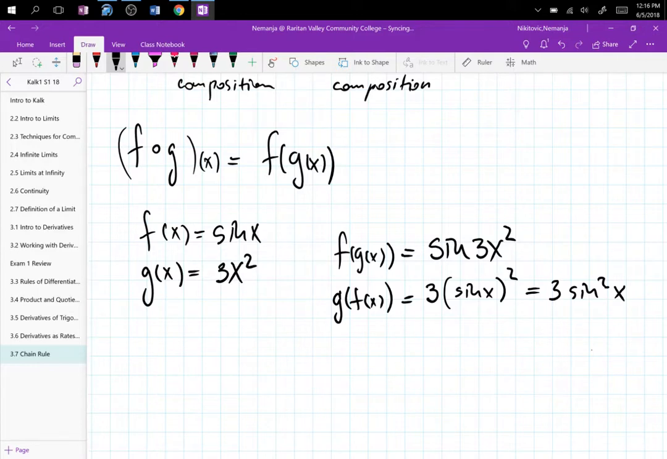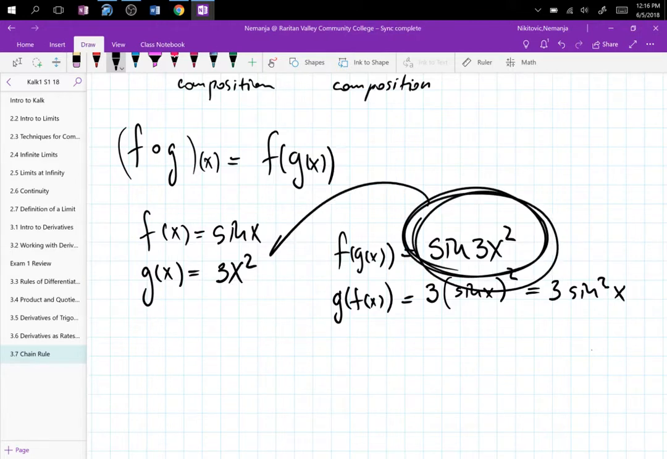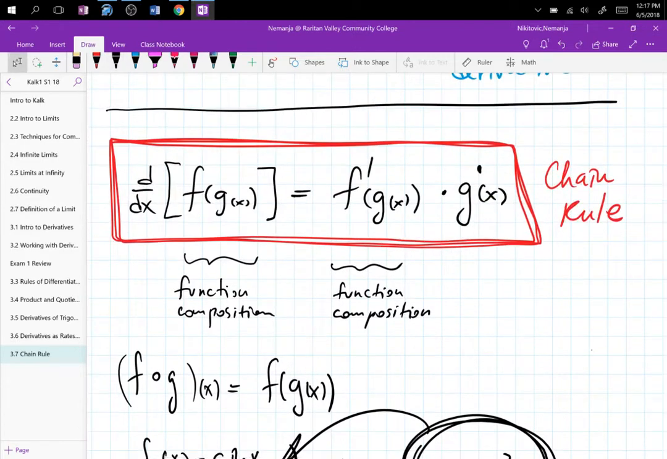Now, you are supposed to know how to go from here to there in order to be successful with chain rule, because you are asked to find the derivative of sine of 3x squared. That's your job. And in order to find the derivative of that, you have to be able to, either mentally or on paper, decompose it into those f and g so that you can fill in the formula that you see up there.